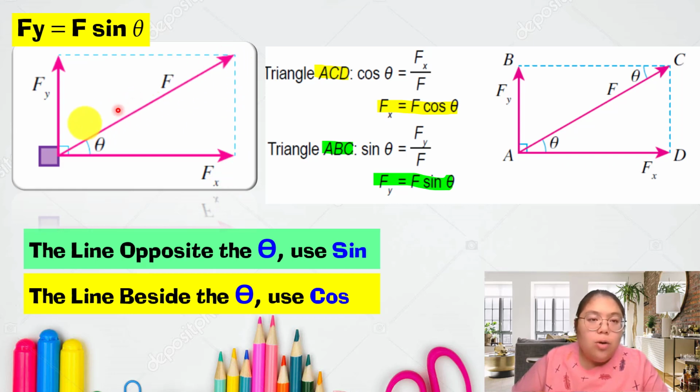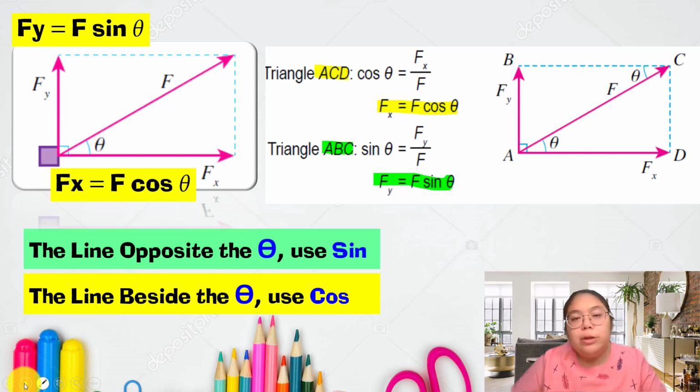Okay, again, the whole triangle, which one is the longest one? It's F, so I write the F first. Then for Fx you need to find, you need to use cos. So from here, the answer should be F cos theta. This is the equation when you find the vertical and also the horizontal component. That means you can use trigonometry, the concept you learned before: opposite the angle we use sine, beside the angle we use cos.